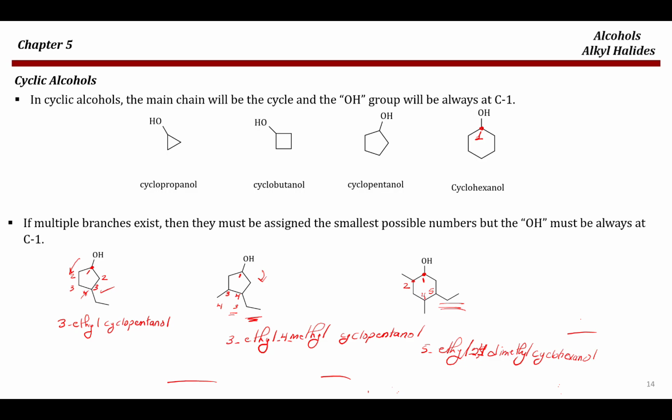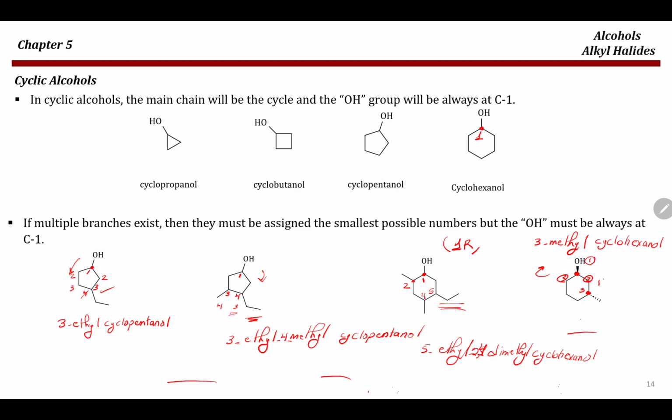Finally, let's try to name this compound. Now we have chiral centers, so you have to pay attention to stereochemistry. Let's name the compound first. This is cyclohexanol, and definitely the branch is at position 3. So this is 3-methylcyclohexanol. We have 2 chiral centers, one at the OH group and one at the methyl group. This is 1, this is 2, this is 3. So this is R, so 1R.